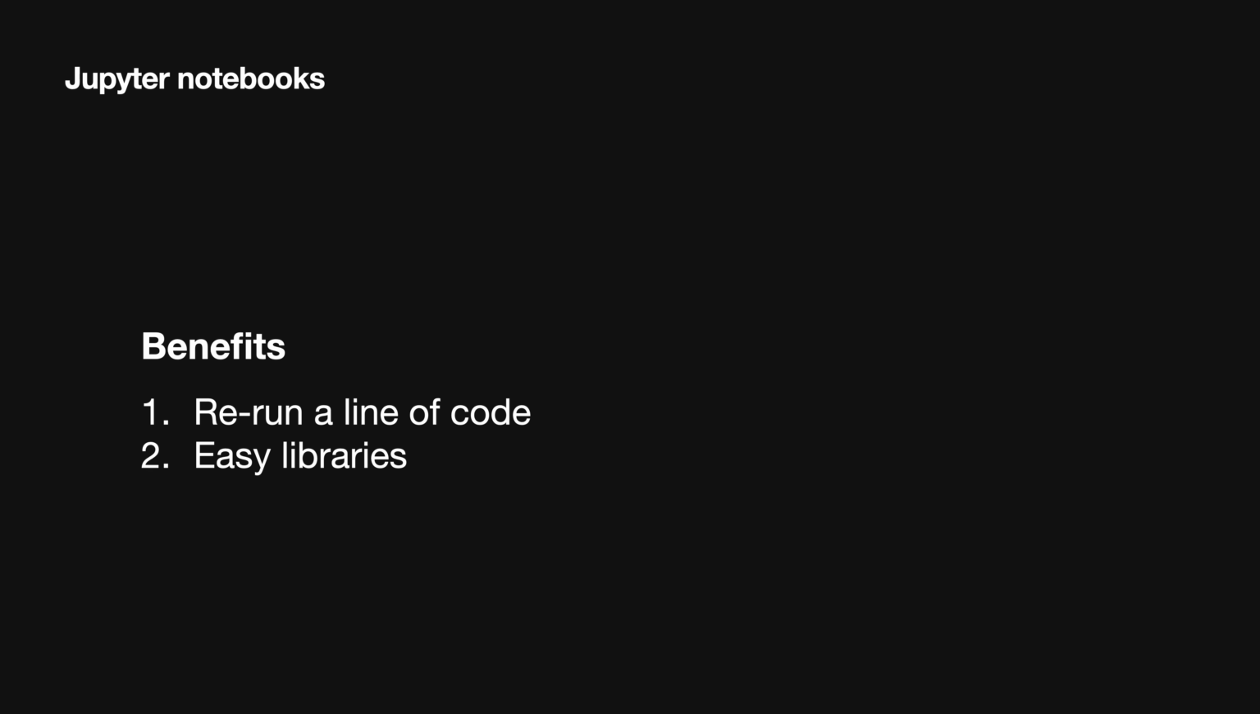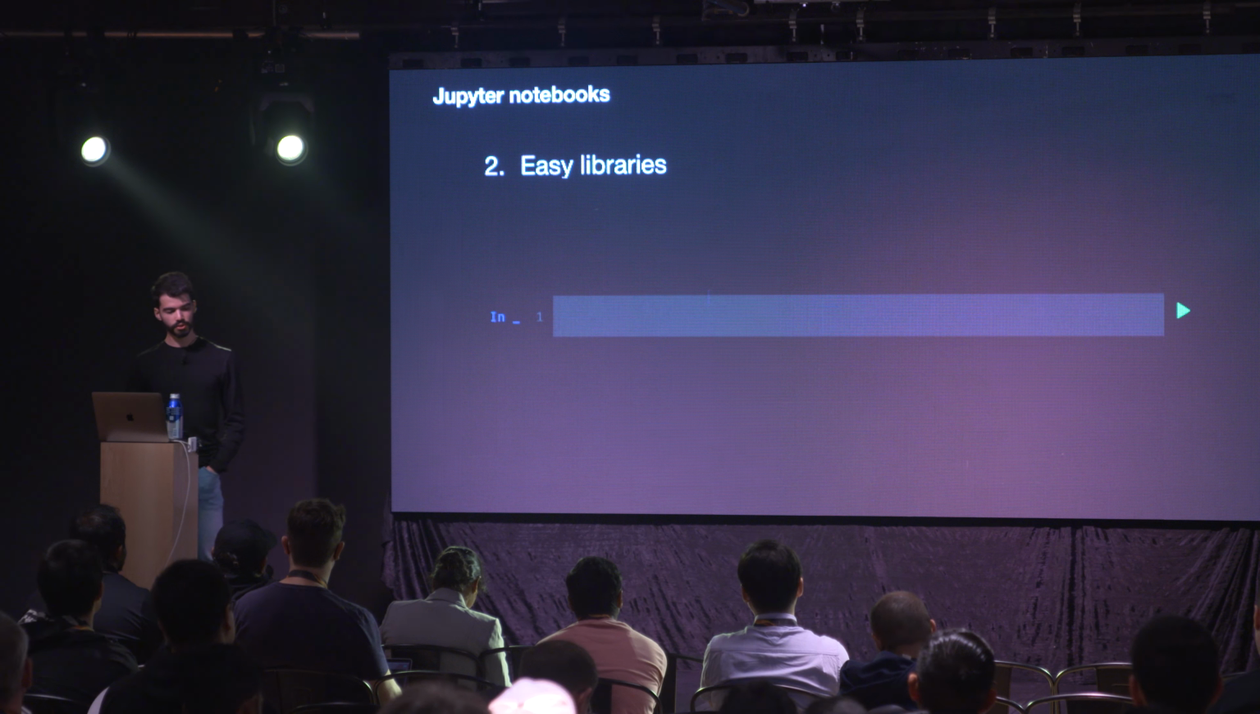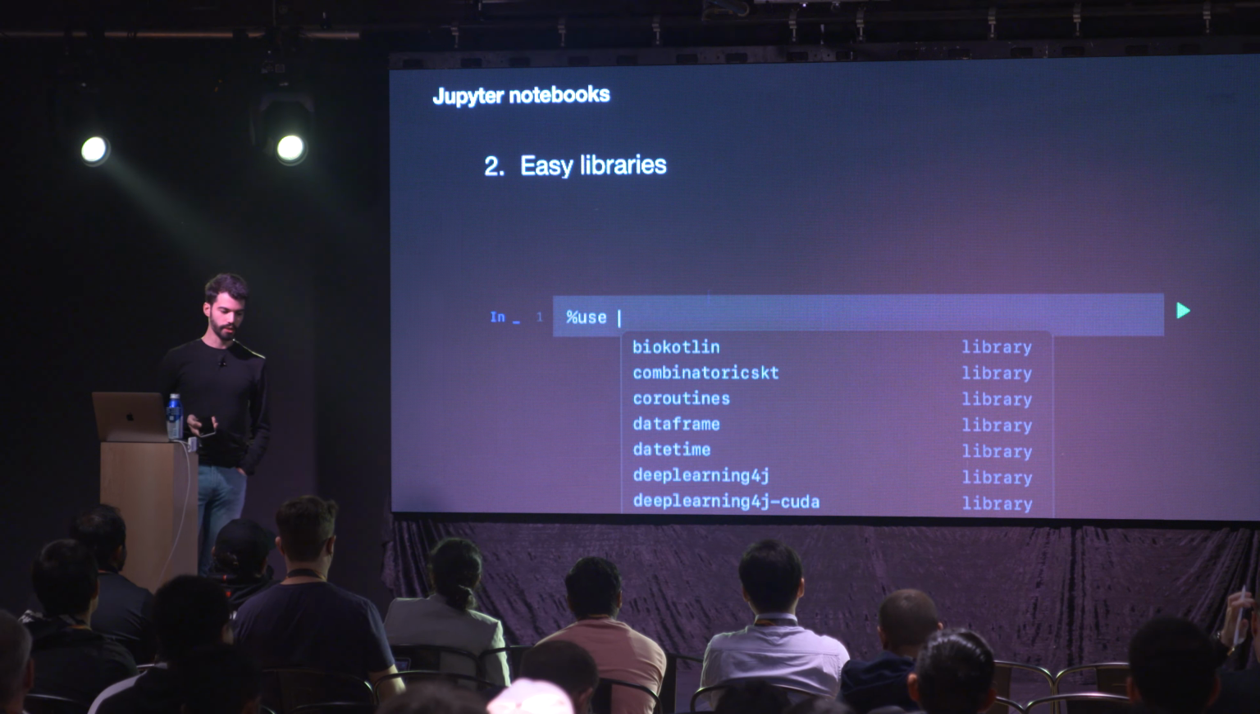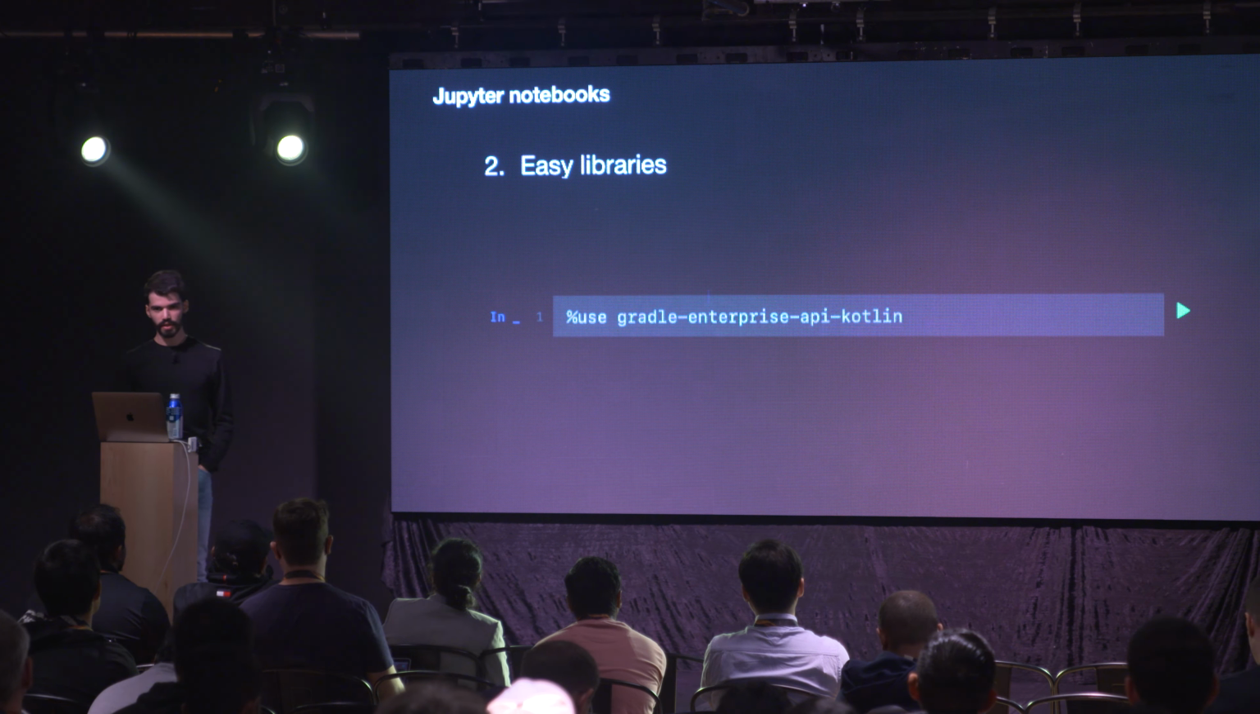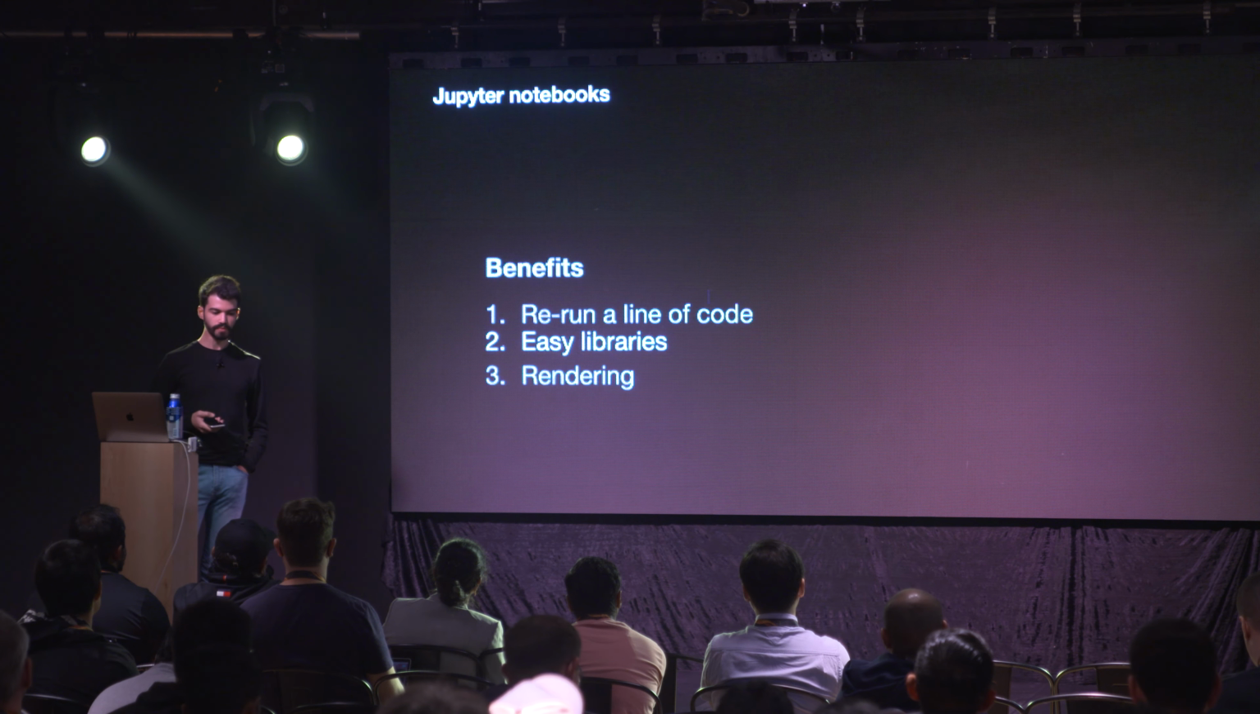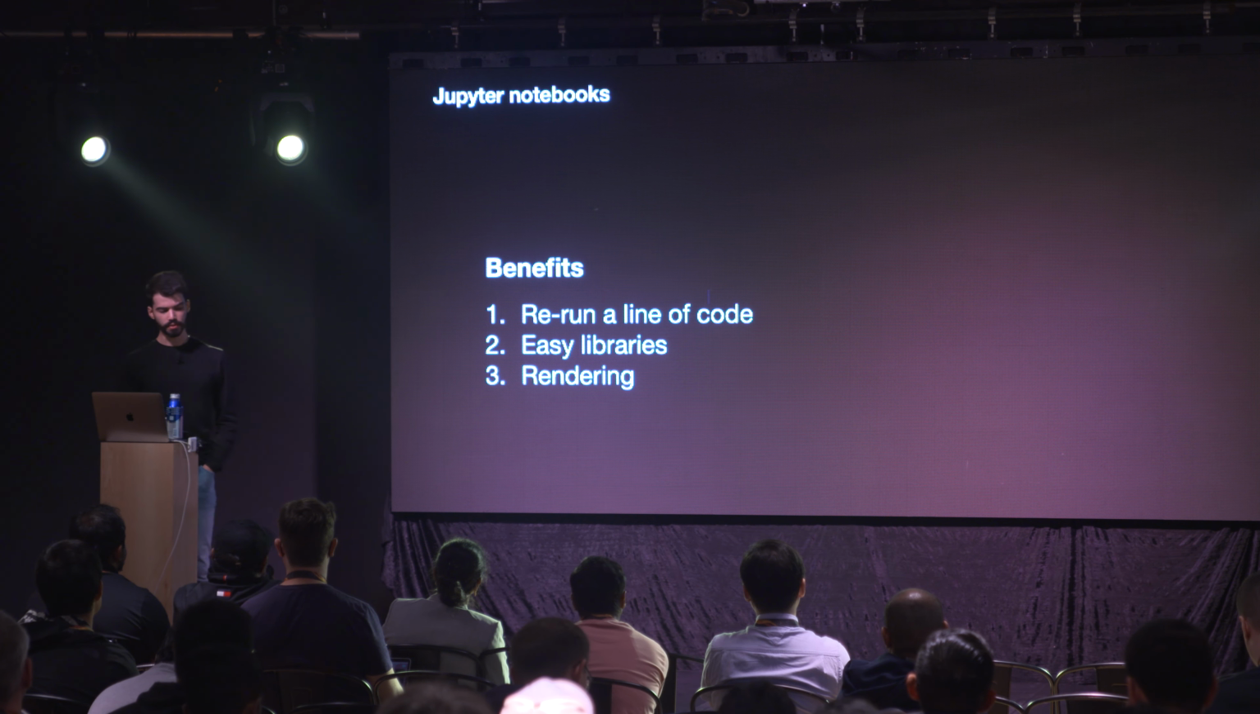Number two is very easy to add libraries like ours. You'll have autocomplete here, so you don't even have to know the coordinates for the libraries. You can just create a notebook and add our library like this. So it's very simple. And number three is data rendering.